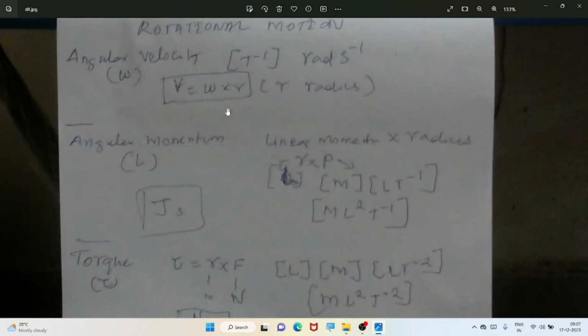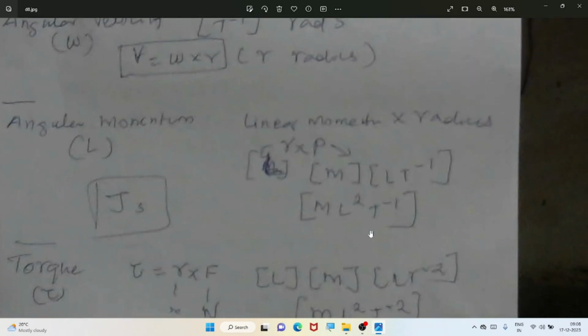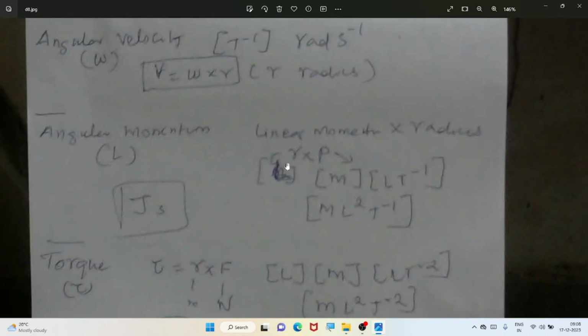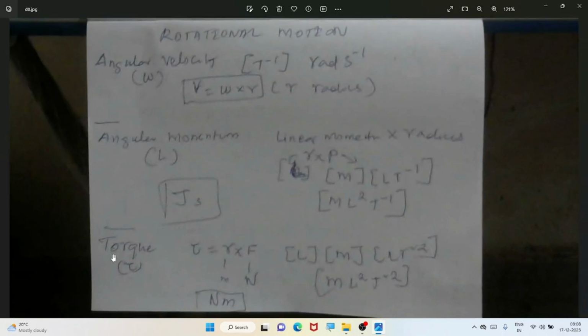Angular velocity has the dimension 1 by t, that is T^-1. Angular momentum L equals R into linear momentum. Linear momentum is MLT^-1, R is L, so ML^2T^-1. Torque is R into force, radius into force.